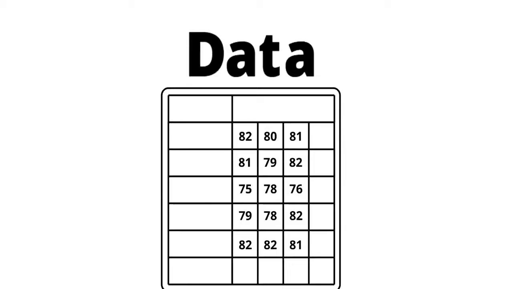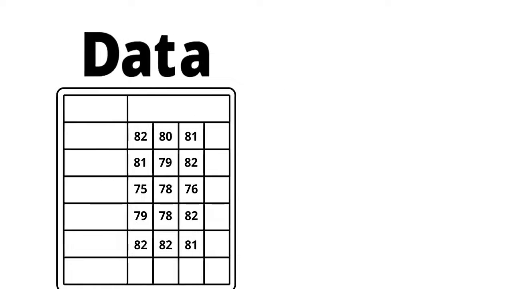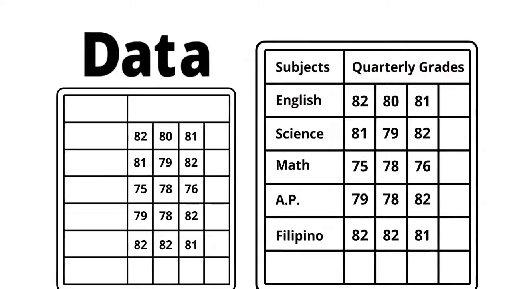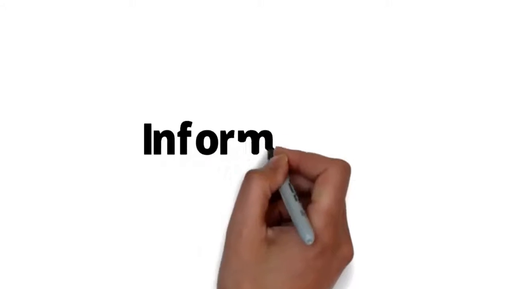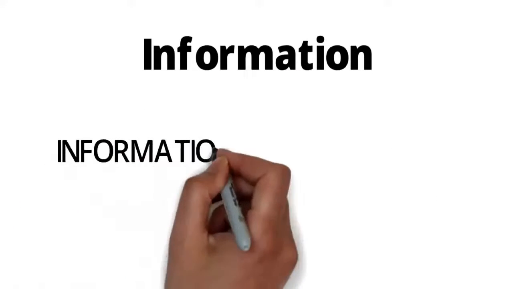For example, if we look at these numbers, hindi natin alam kung ano ang ibig sabihin nito. If we start organizing and labeling what the data is for, nilagyan natin ito ng kahulugan or ng context. Therefore, it is now information. So information is data plus context.